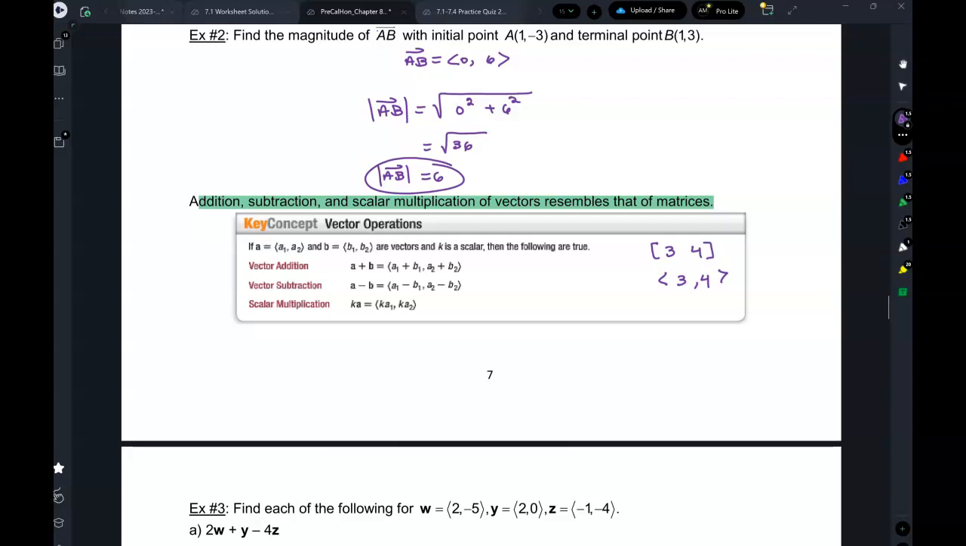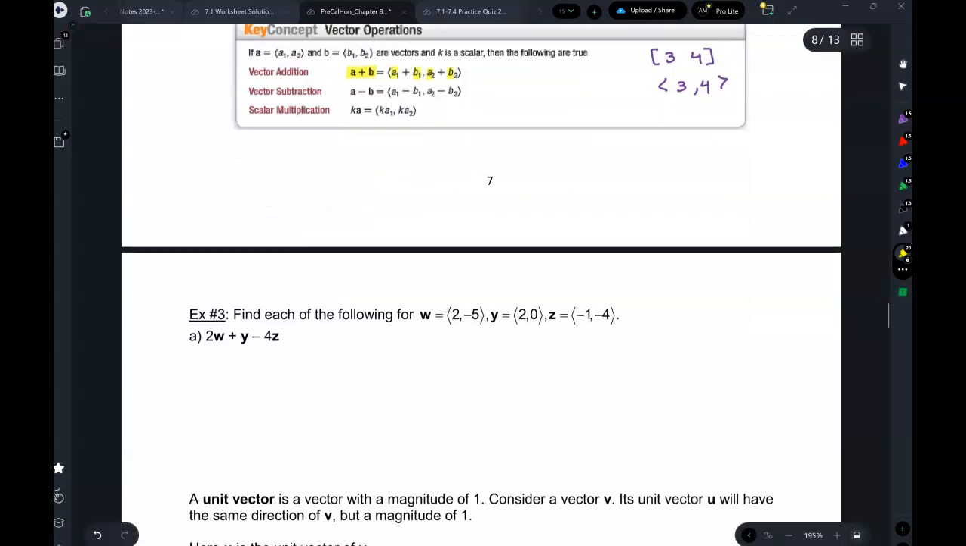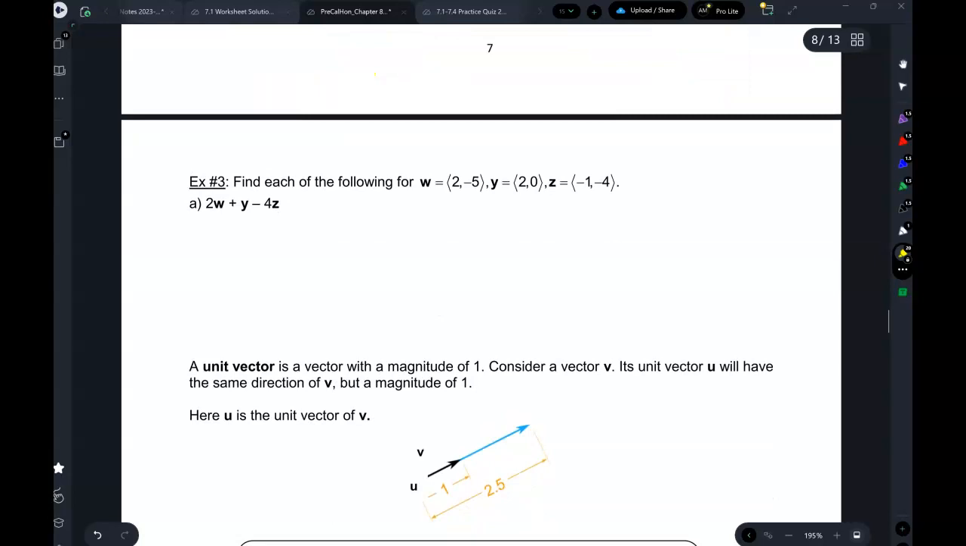So I can add and subtract vectors just like I would matrices. Okay, so if I wanted to add vector A plus vector B, I just add the first components and then the second components. It's literally the same as in matrices. So why don't we do a couple of examples then?